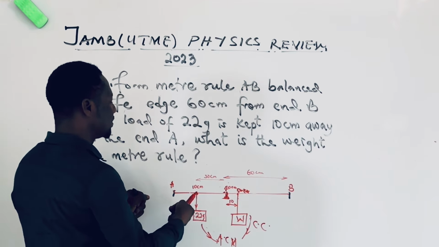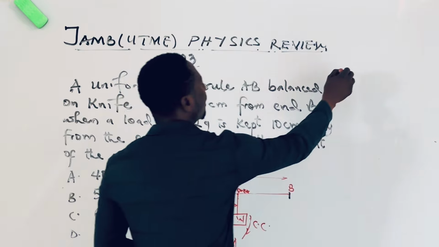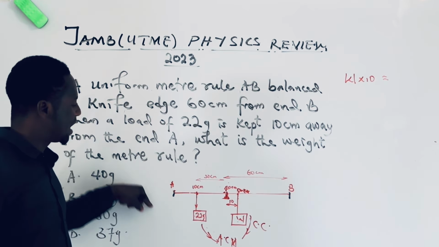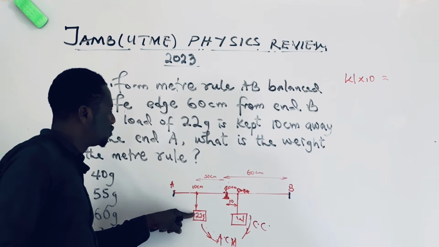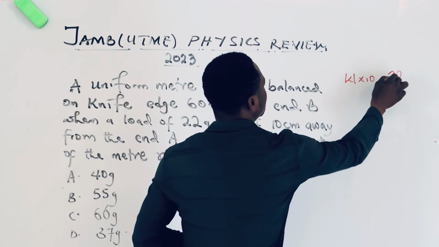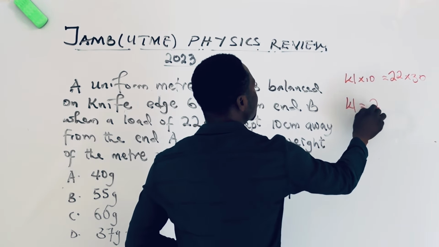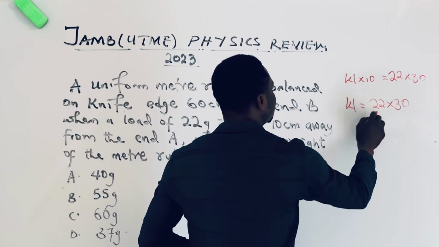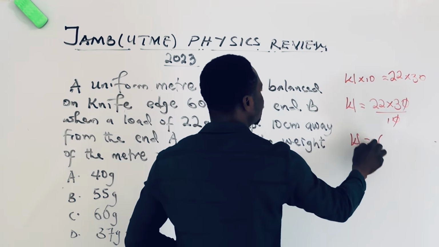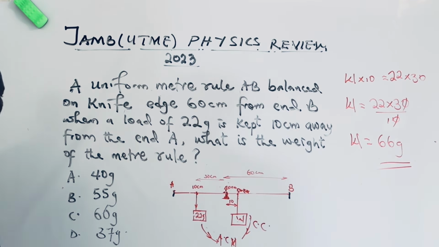So in the clockwise direction, we have 10. That is W times 10, which must be equal to the anti-clockwise moment. We have 22 times the distance, which is 30. That is 22 times 30. And now we have our weight, W, as 22 times 30 all over 10. This cancels out. We have our weight as 66 grams. That is the answer. That is option C.